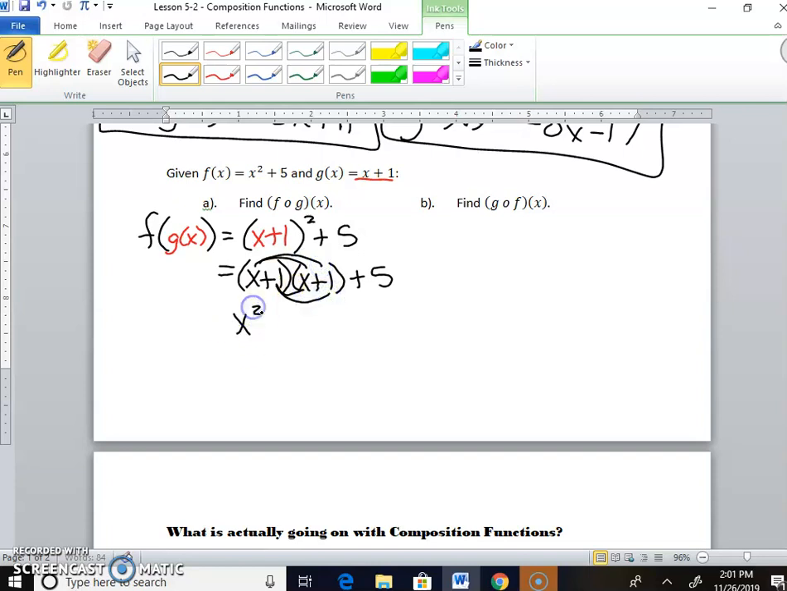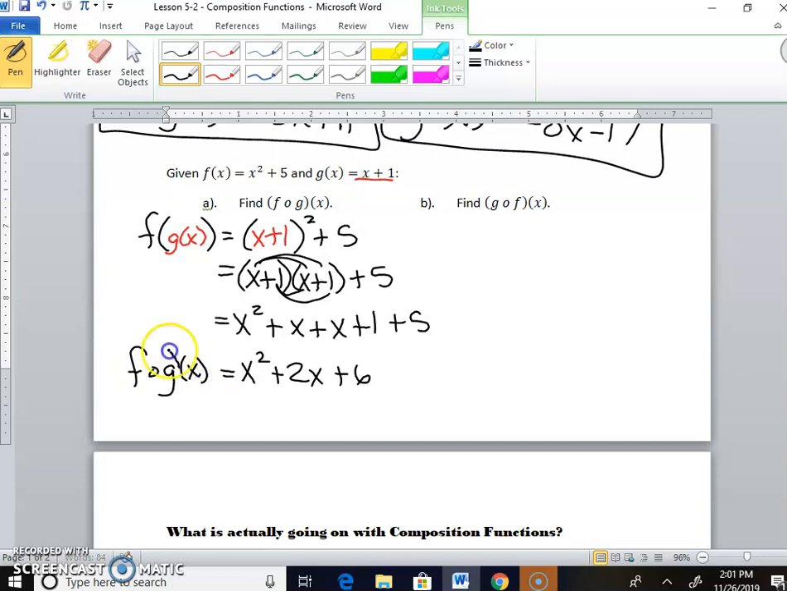So that's going to give me an x squared plus 1x plus 1x plus 1, and then I still have my plus 5 that was hanging out on the outside. I'm going to combine my like terms. x squared doesn't have anything alike with it. x and x is going to give me 2x, and then 1 and 5 gives me 6. So for this one, f open circle g of x, I should have squared the whole thing, sorry. f open circle g of x equals x squared plus 2x plus 6.